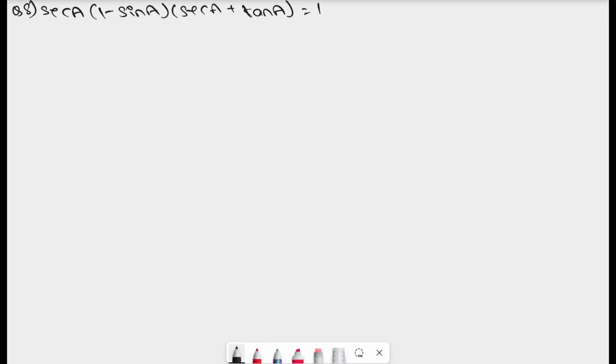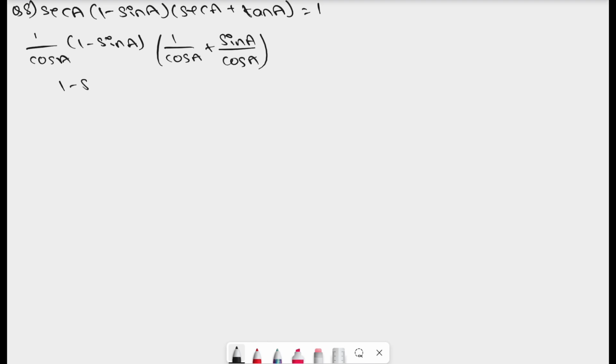So this also we can get in one or two terms. So try to get this in sine and cos form. This secant can be written as 1 by cos A. Leave this 1 minus sin A as it is. And the secant can be written as 1 by cos. And this tan can be written as sin A by cos A. Again, I'll write this as 1 minus sin A by cos A. And here we'll be writing with LCM 1 plus sin A by cos A.